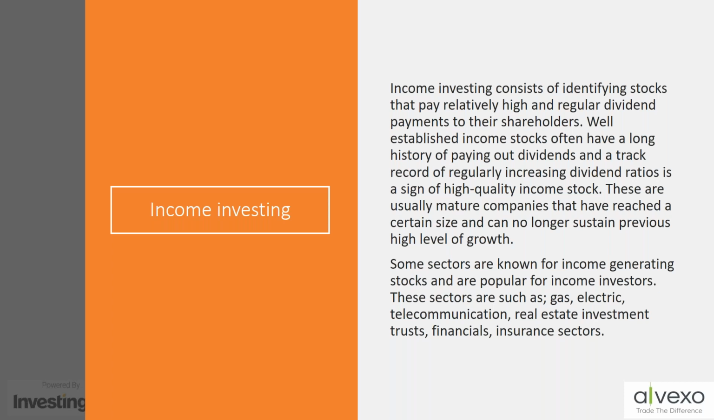Income investing consists of identifying stocks that pay relatively high and regular dividends to their shareholders. Well-established income stocks often have a long history of paying out dividends and a track record of regularly increasing dividend ratios, a sign of a high-quality income stock. So in these cases, we're just looking for fundamentals that will keep that stock steady. We don't want to see that stock plummet, and we don't want to see that company falling down like we're witnessing right now with GE, or what we witnessed in the 2007-2008 financial crisis.